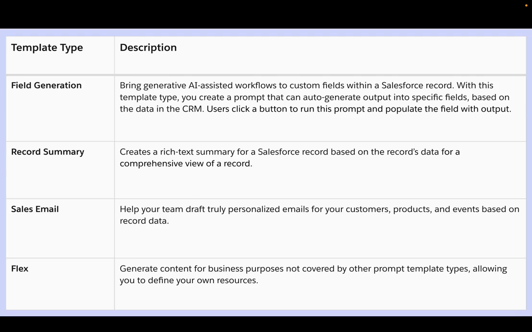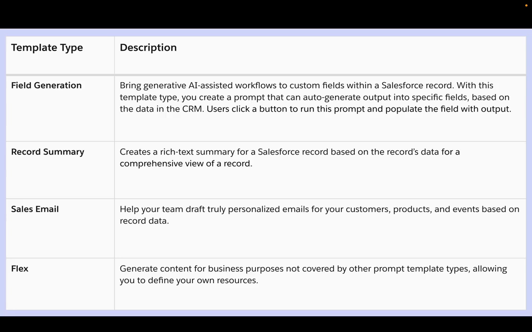So these are the four common prompt template types. The first one is field generation, and it brings generative AI workflows directly to custom fields within a Salesforce record. With this template type, you can create a prompt that can auto-generate an output into a specific field based on the data in CRM. You can use it when you need to automate data entry or populate some specific field with relevant content.